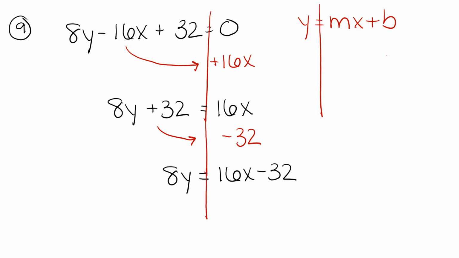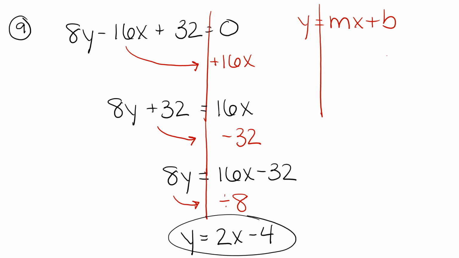Our last step is to get rid of the 8, because in the equation y equals mx plus b, y is completely by itself. 8 and y side by side means multiply, so we do the opposite, we divide. 16 divided by 8 is 2, so that'll give us a 2x. 32 divided by 8 would give us 4, so a minus 4. Our final equation is y equals 2x minus 4.